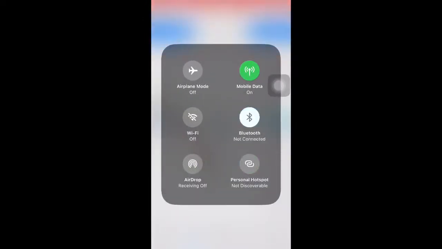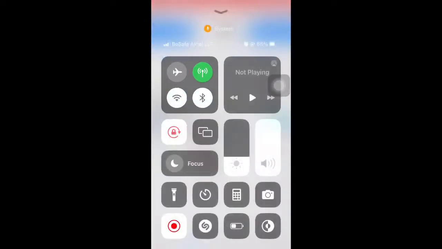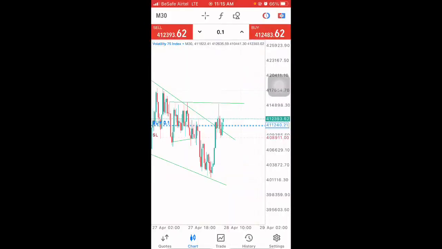My hotspot doesn't want to stay on. Okay, that's common. So I won't be doing much talking again.